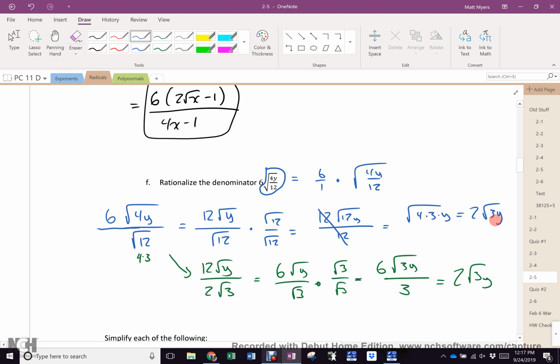Who's right? Ashton, blue, or Hayden, green? Both, because what did they both get to? The same answer.